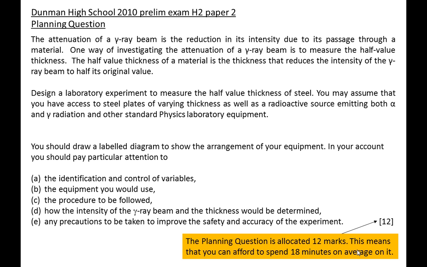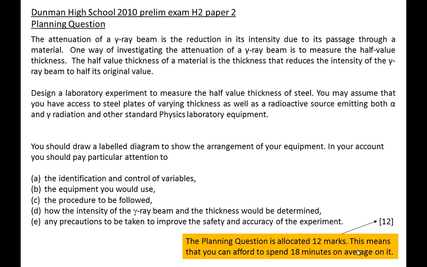Okay, today we are going through the thinking processes behind solving a planning question at A level. As mentioned just now, the planning question at A level is at the end of paper 2, page 2, and 12 marks are allocated. This means that you can afford to spend 80 minutes on it. Okay, let's begin.